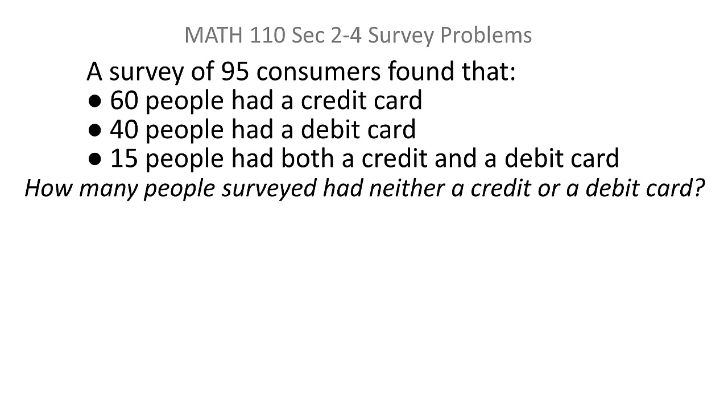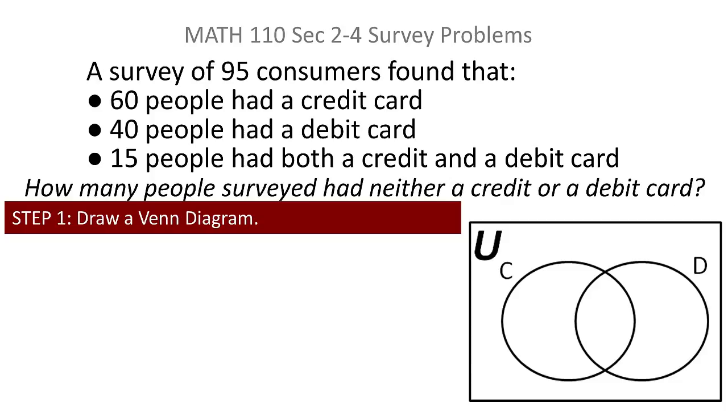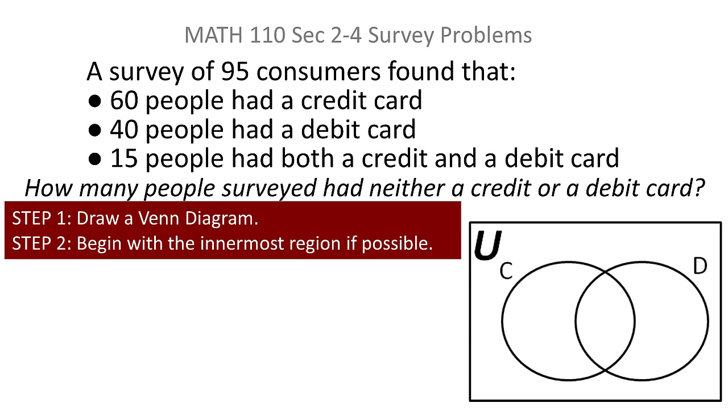Here's the question. How many people surveyed had neither? They didn't have a credit card, and they didn't have a debit card. They didn't have either one, either credit or debit card. That's what I want to know. A Venn diagram is perfect for answering a question like this. I only have 2 sets. One set I'll call C, are the consumers who have a credit card. The circle I'll call D are the consumers that had a debit card. And I'm allowing for overlap. Those will be the consumers who had both.